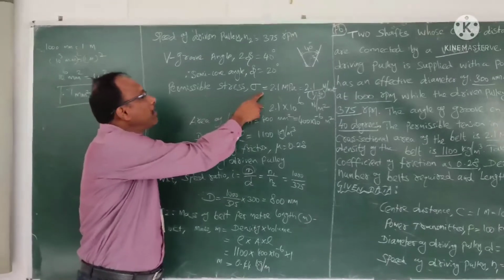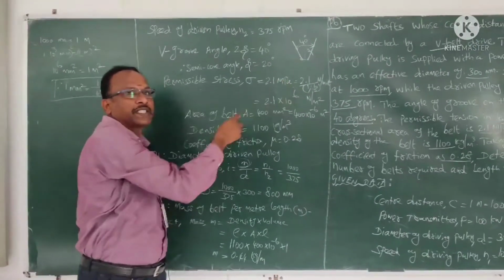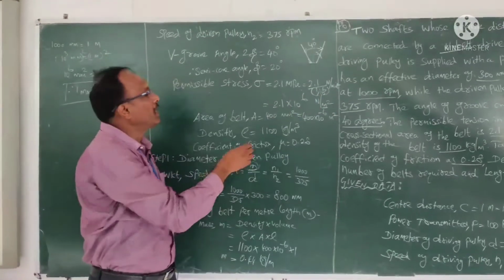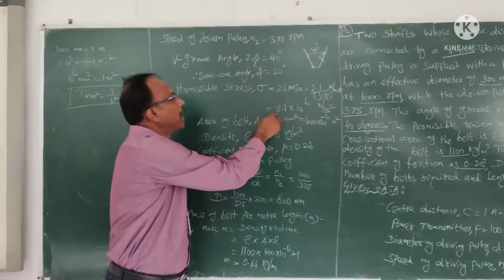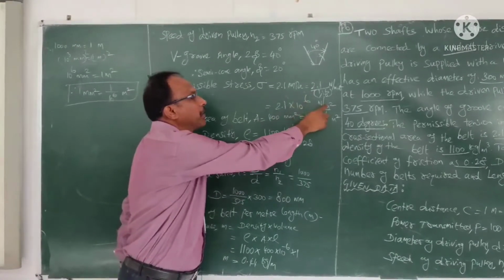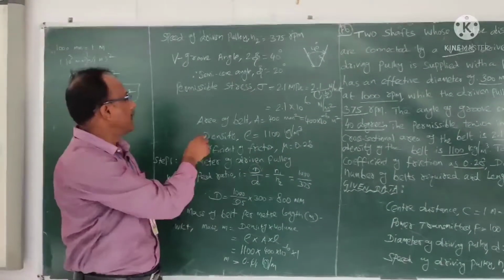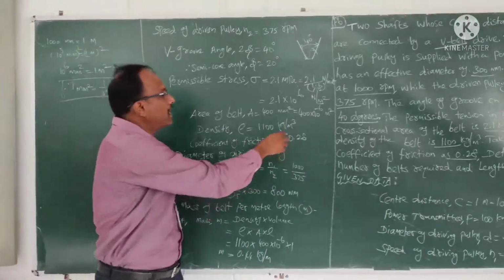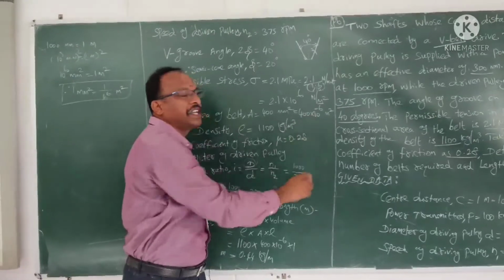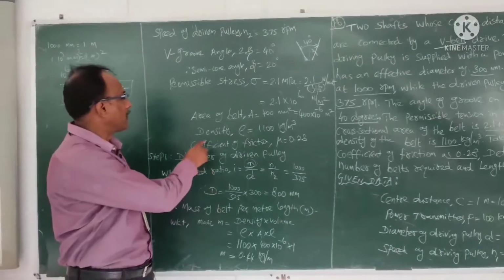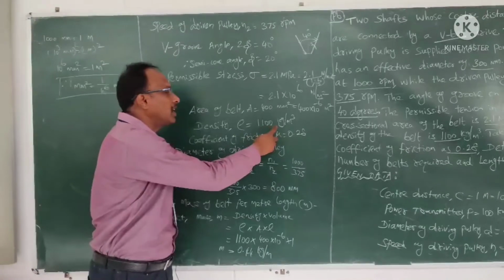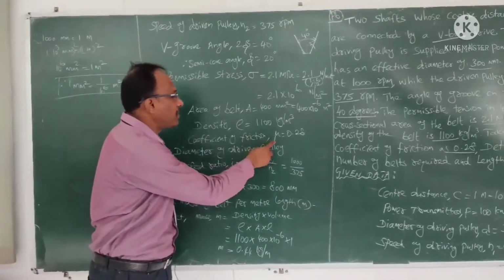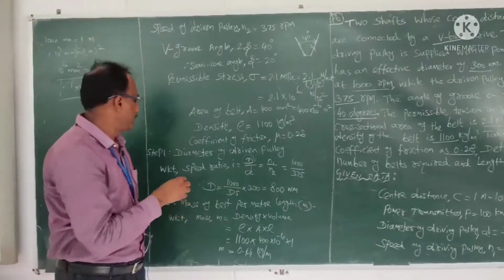Permissible stress sigma is given as 2.1 megapascal. We are going to convert into Newton per meter square by using the relationship. Then we get sigma is 2.1 into 10 power 6 Newton per meter square. Area of the belt is given as A, 400 millimeter square. Convert into meter square, 400 into 10 power minus 6 meter square. Density rho is 1100 kg per meter cube. Coefficient of friction mu is given as 0.28.